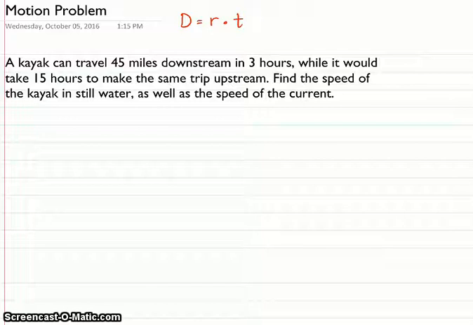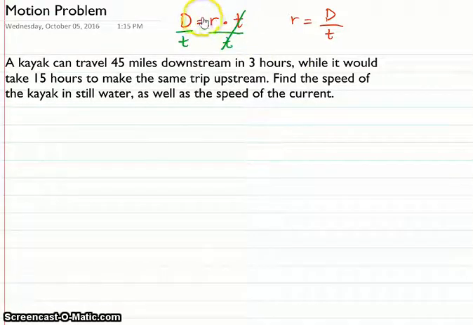We can also rewrite this equation the following way. We can also write it as rate is equal to distance divided by time, or distance over time. And that's pretty simple to get, right? We would just need to divide both sides by t, and that's how we get it, because the t's here cancel out. We get r is equal to d over t. That's what we have here.